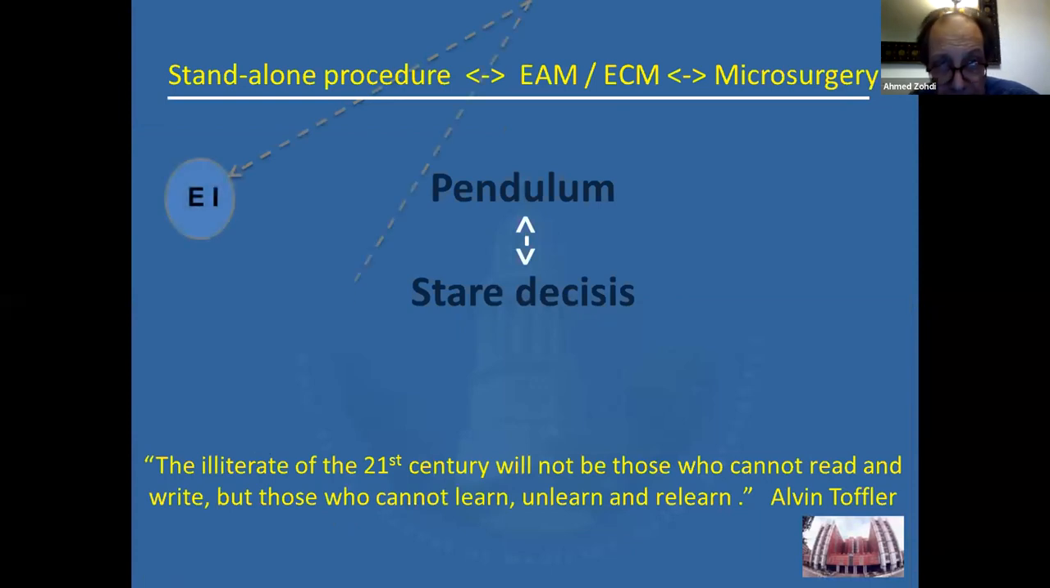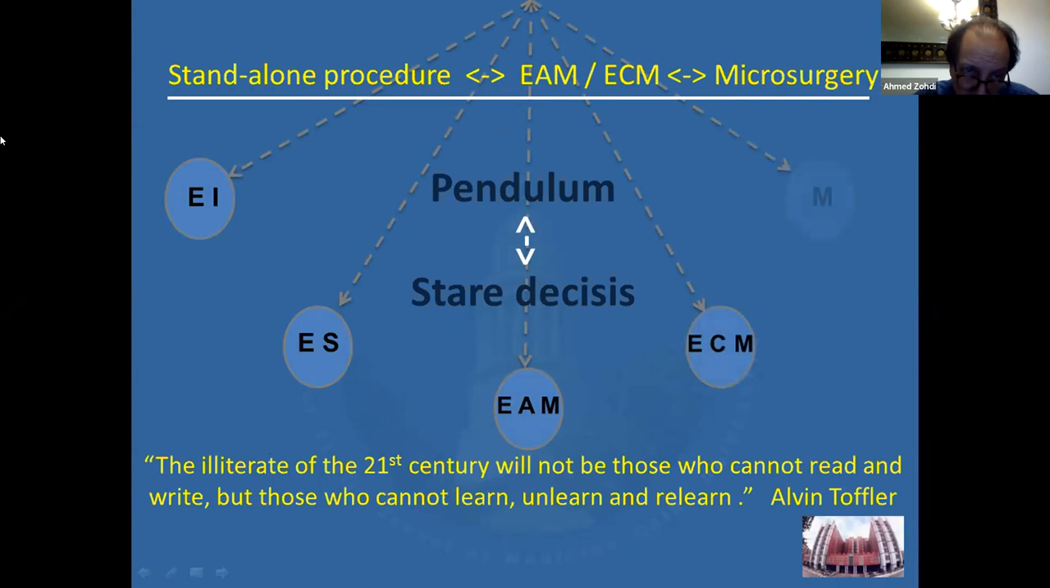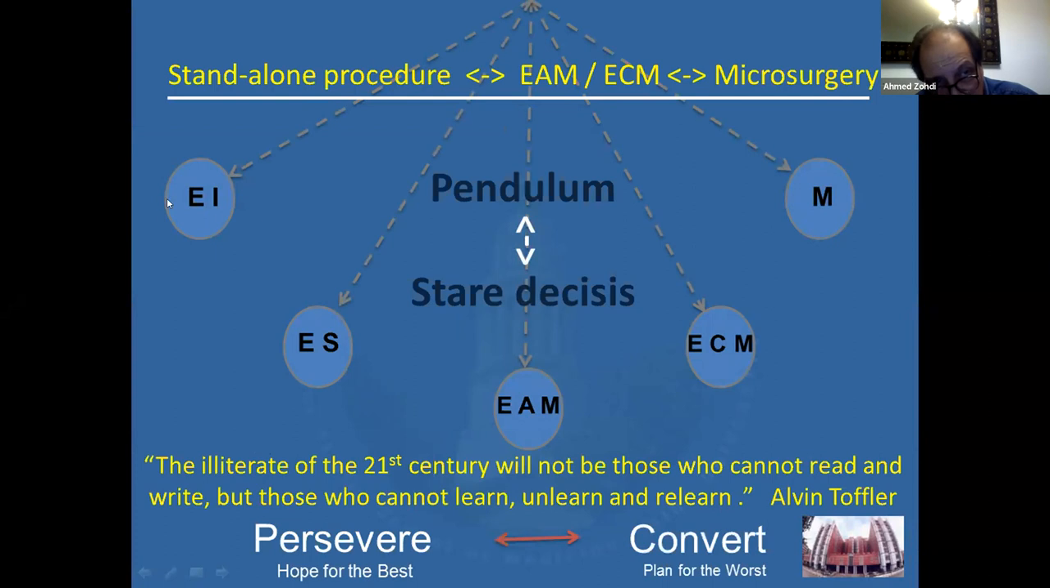Very important are the standalone procedures versus endoscopic assisted, endoscopic controlled versus microsurgery. So you either do endoscopic inspection so that it would add to your plan, and you'll be able to do endoscopic assisted microsurgery when you know where your lesion stands and where the vascular supply comes from by the inspection. And then you might resort only to endoscopic surgery if it is an avascular lesion and you can deal with it. Or last but not least, it's the pendulum that can take you to the microsurgery.